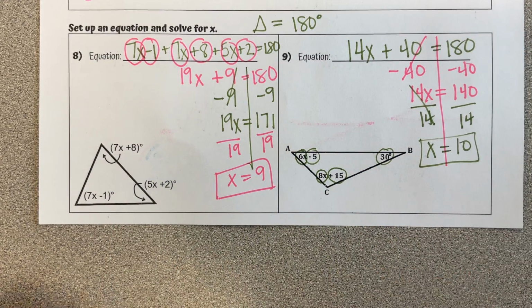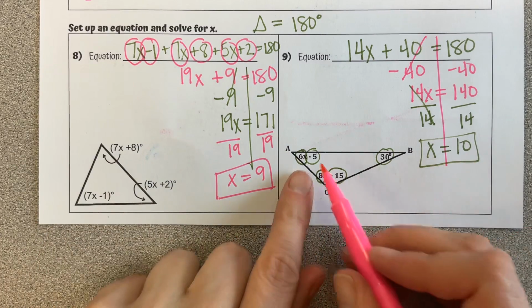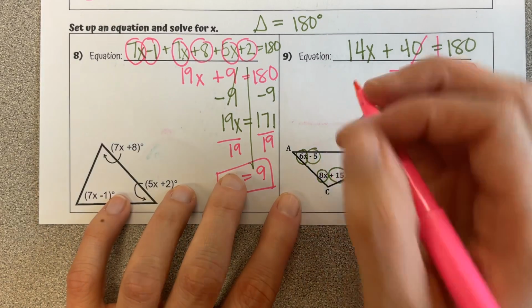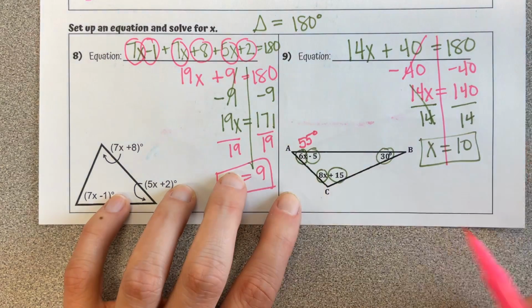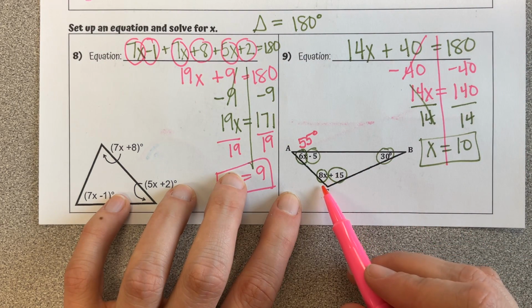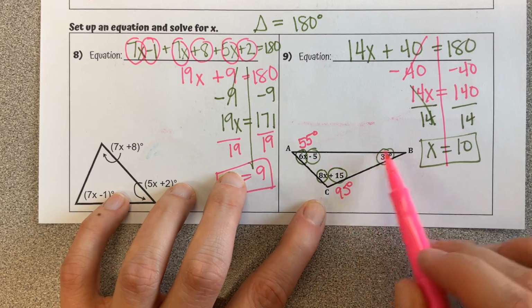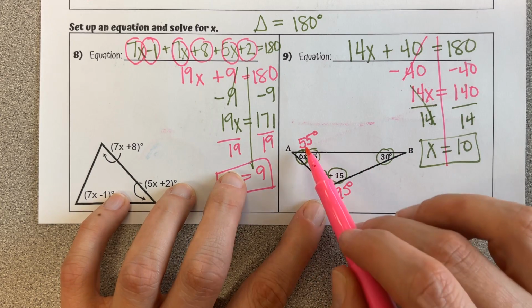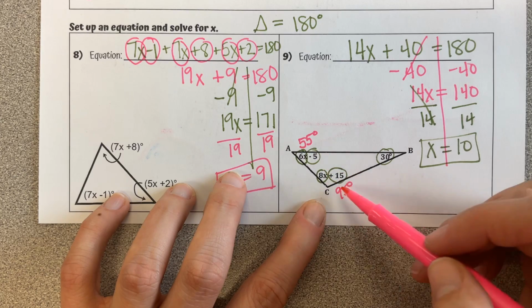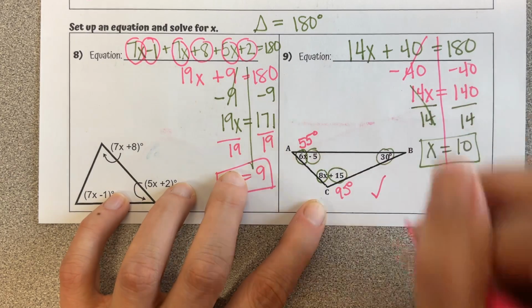You can always double check your answers to make sure you did it right. If x is 10, 6 times 10 is 60 minus 5 would be 55 degrees. Here, 8 times 10 is 80 plus 15 is 95 degrees. And these 3 should add to 180. So 95 plus 55 is 150 plus 30 is 180. That means that it worked.